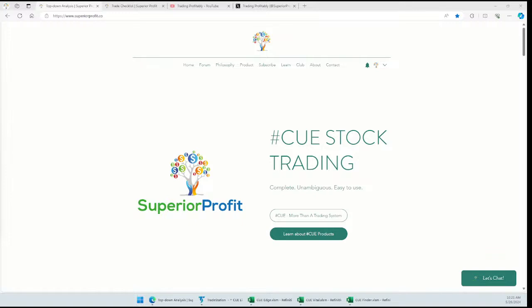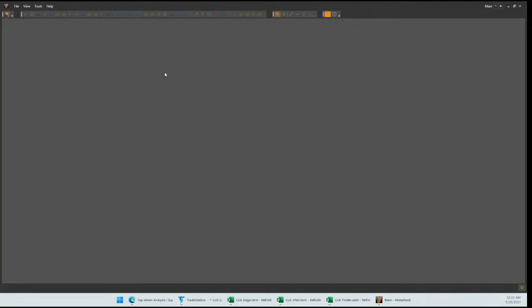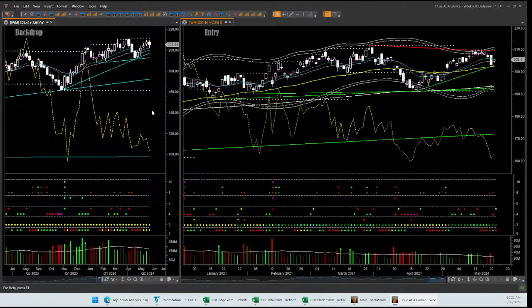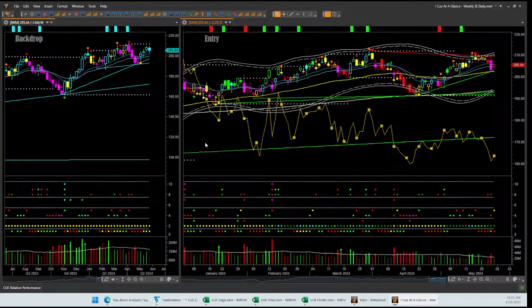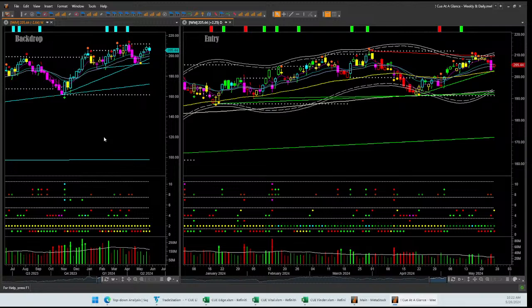Lastly, let's look at the India market. Okay, my MetaStock closed down, it is reopening. Let's look at the India market, Nifty 50 index.